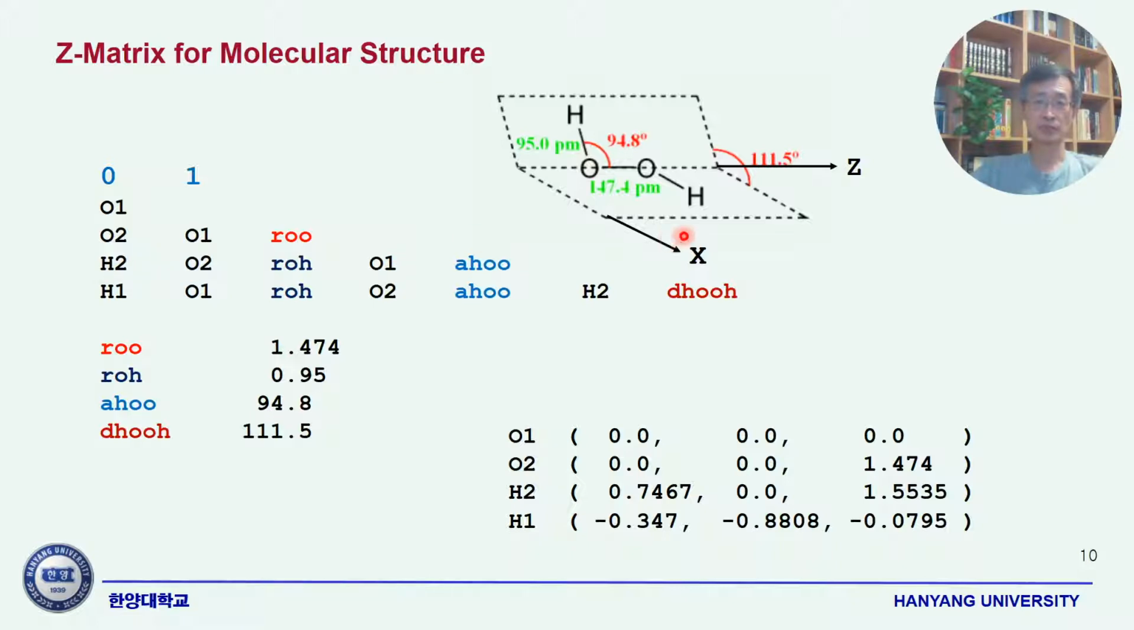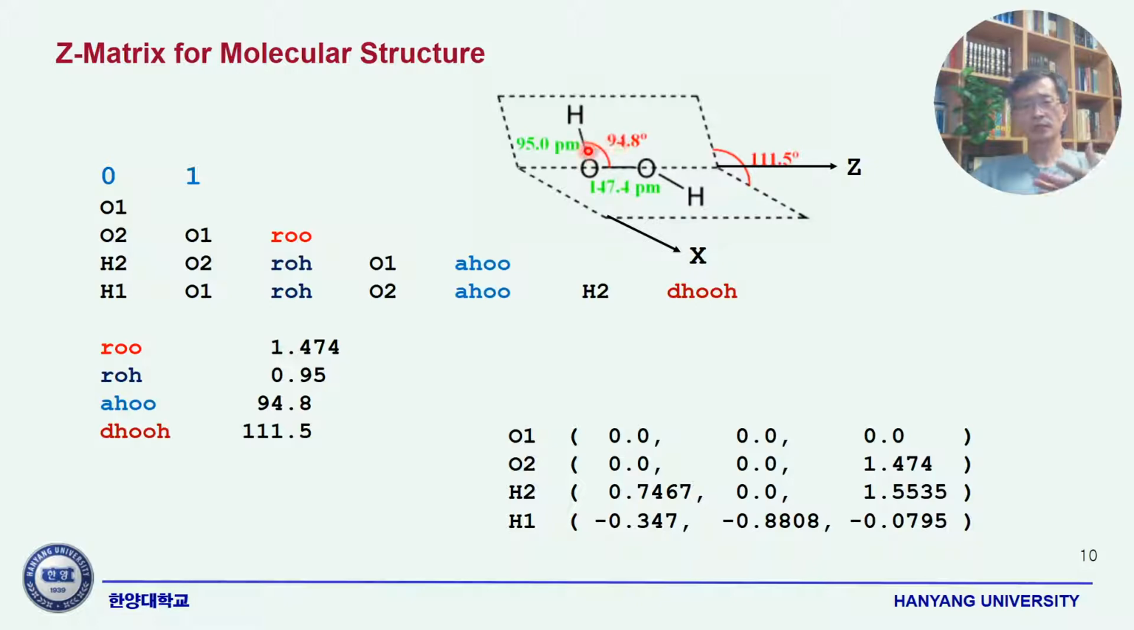This is connected to oxygen 2 and oxygen 1, so in H2, O2, O1 order, this is a bond, and H2, O2, O1 is an angle, AHOO. Then this one I call H1, because H2 is connected to O2 and this is connected to O1. H1 is connected to O1, then makes an angle to O2, and then a dihedral angle to H2.